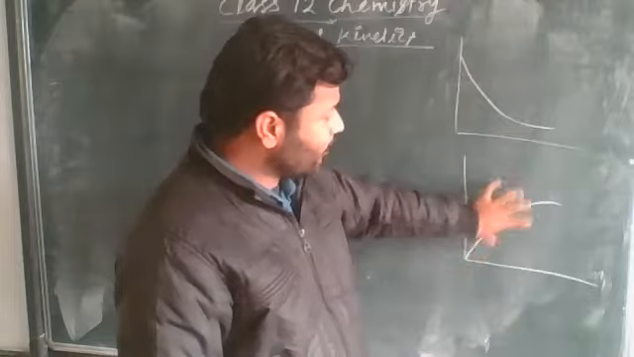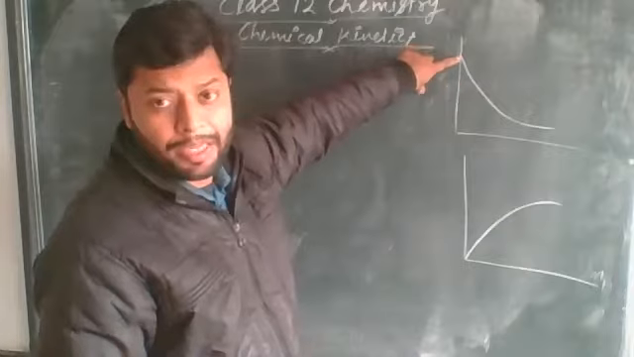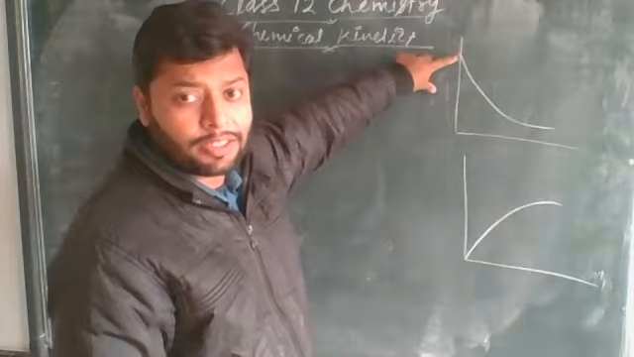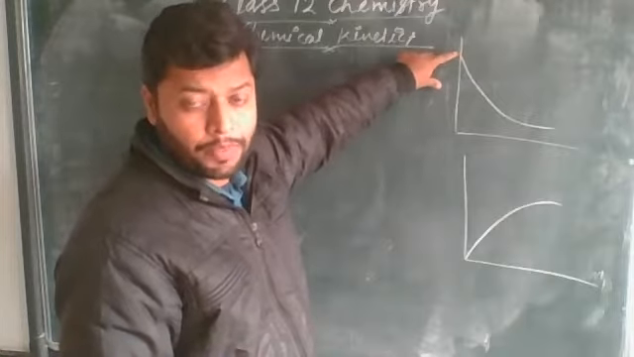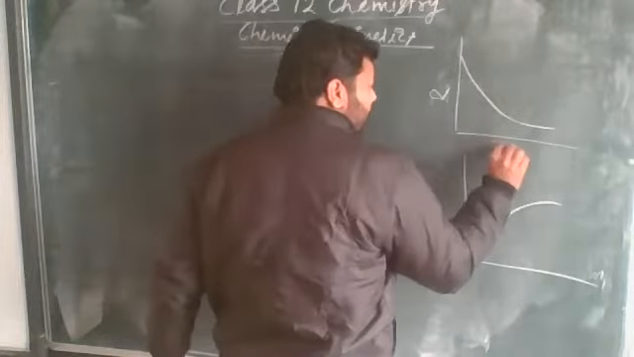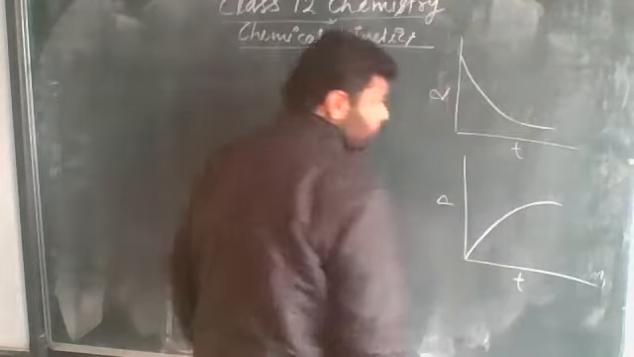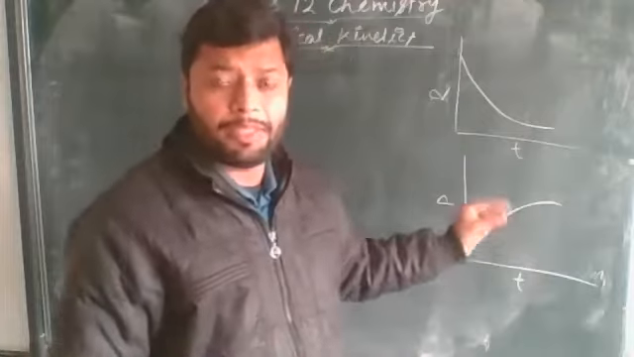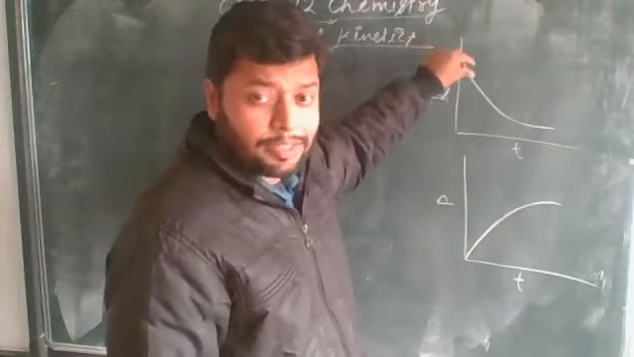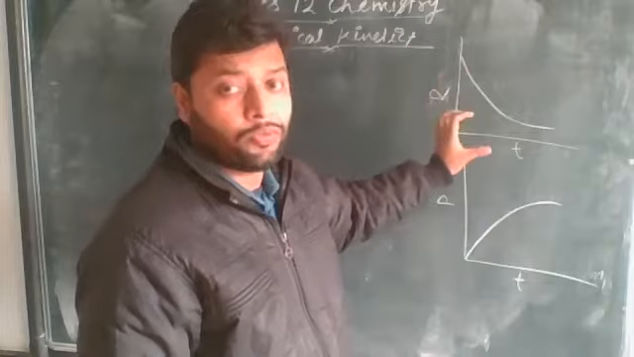Both of these graphs indicate, you can see the nature of the graph, that at the beginning when time is 0, when the reaction initiates, the concentration of reactant is very high. With the passage of time, this is reactants, this is time, this is product, and this is time. With the passage of time, you can see the decrement, the disappearance of reactants is no longer uniform.